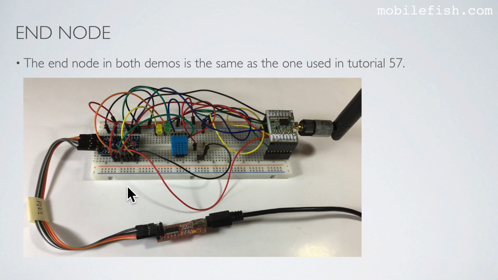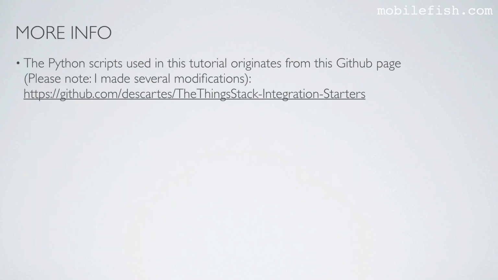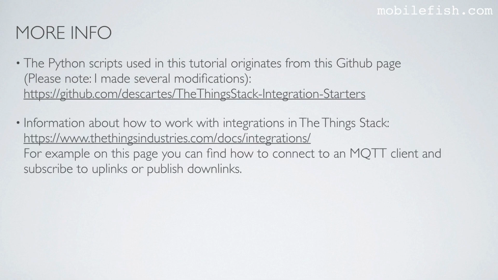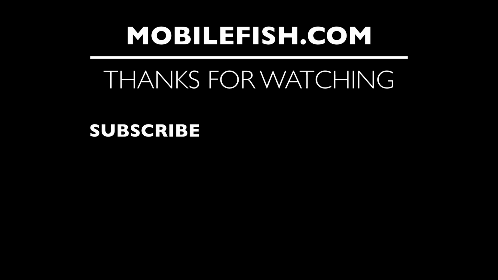This end node is used in both demos, which is the same as the one used in tutorial 57. The Python scripts used in this tutorial originate from this GitHub page. Please note, I made several modifications. Information about how to work with integrations in the Things Stack, see this webpage. For example, on this page you can find how to connect to an MQTT client and subscribe to uplinks or publish downlinks.